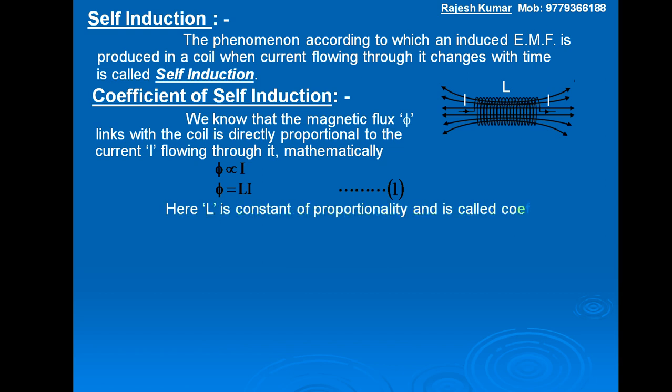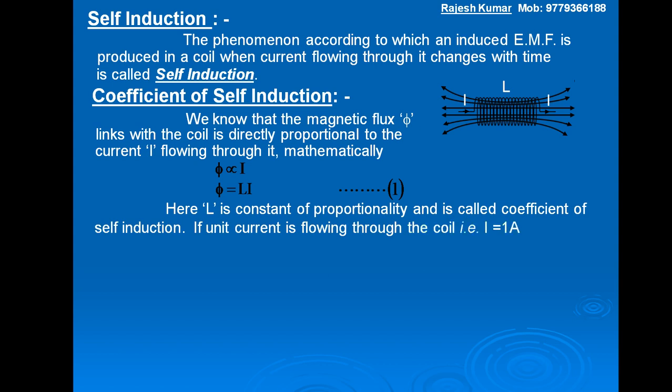Here capital L is the constant of proportionality and is called the coefficient of self-induction. If unit current is flowing through the coil, that is capital I is equal to 1 ampere, then from equation number 1, phi is equal to L into 1, or phi is equal to L, or capital L is equal to phi, the magnetic flux linked with the coil.